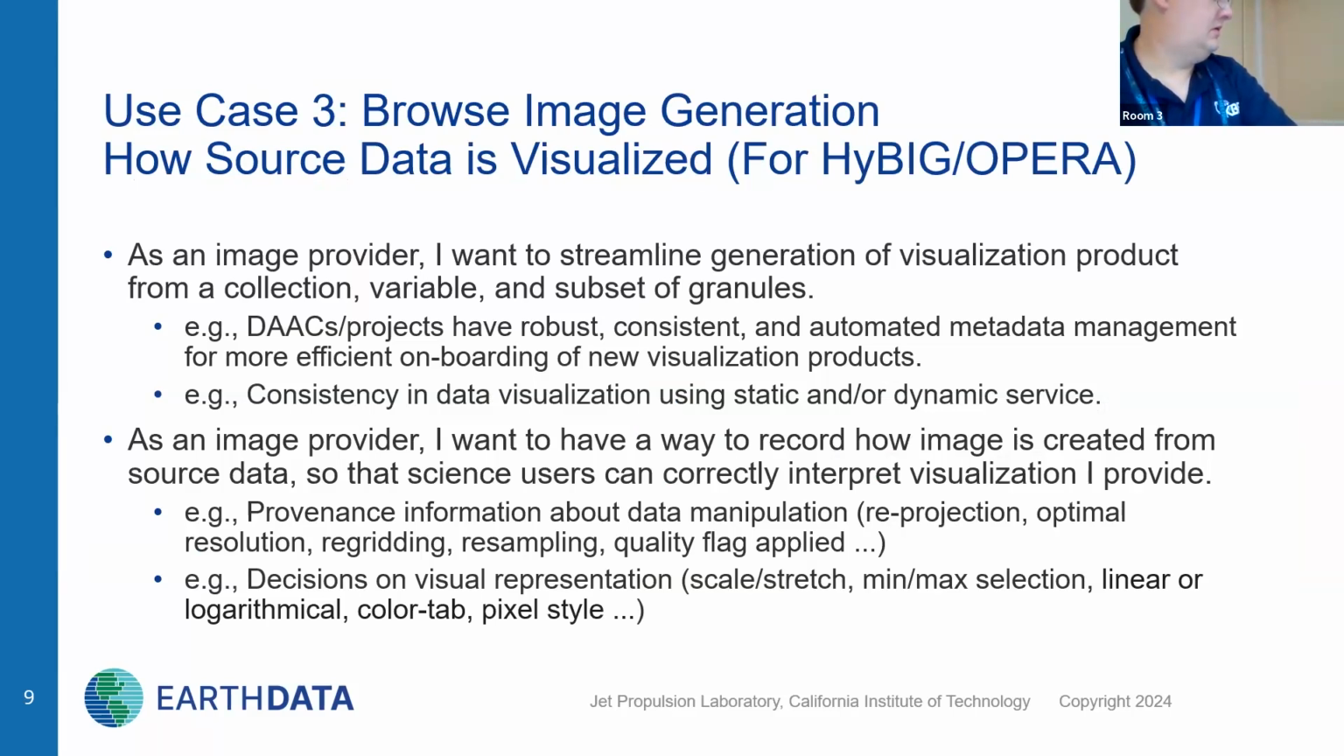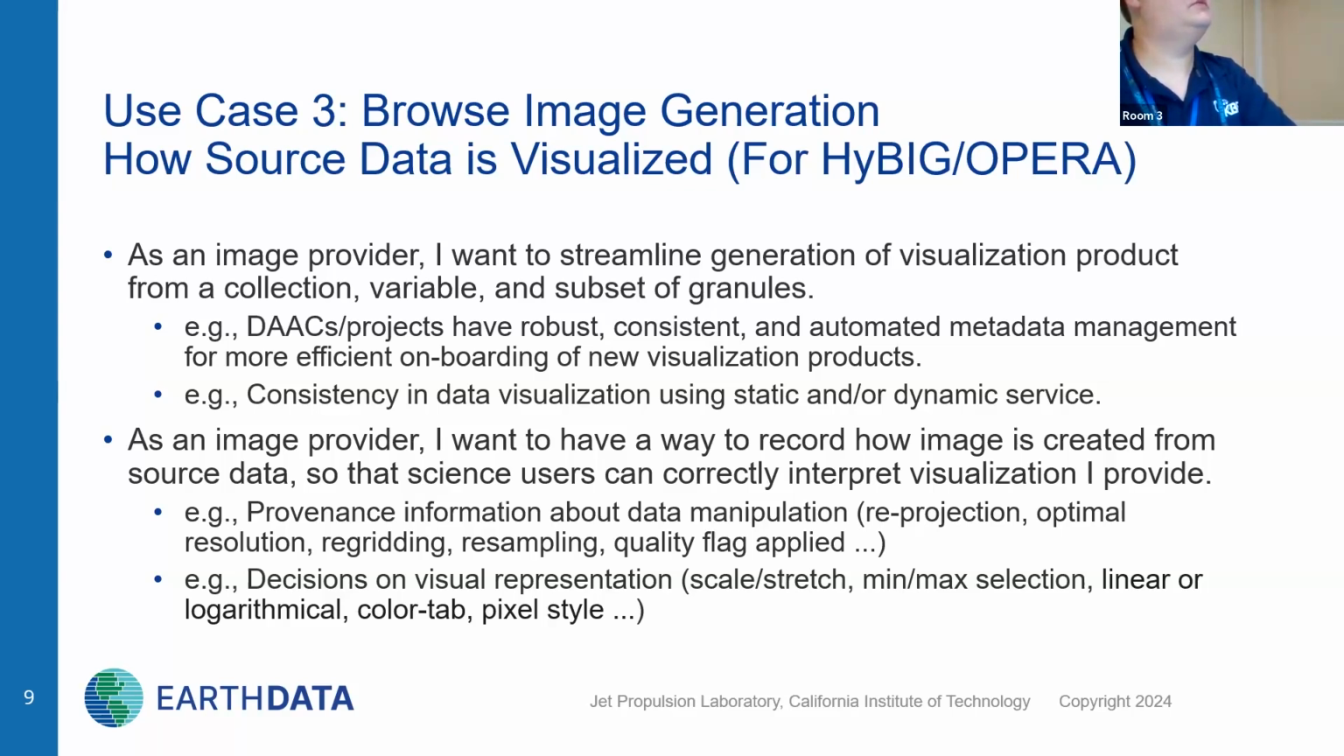And right now, as I mentioned before, the providers manually submit their metadata to GIBS for a particular visualization layer they generate. And also the information which is important for scientists to interpret a particular layer, like what regridding process is used, what's the scale, what the color bar is used, those information is not captured, and it would be very useful for scientists to interpret.